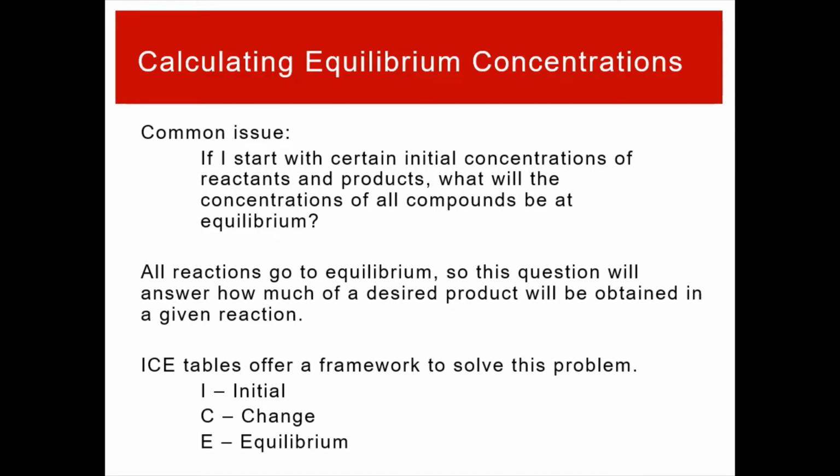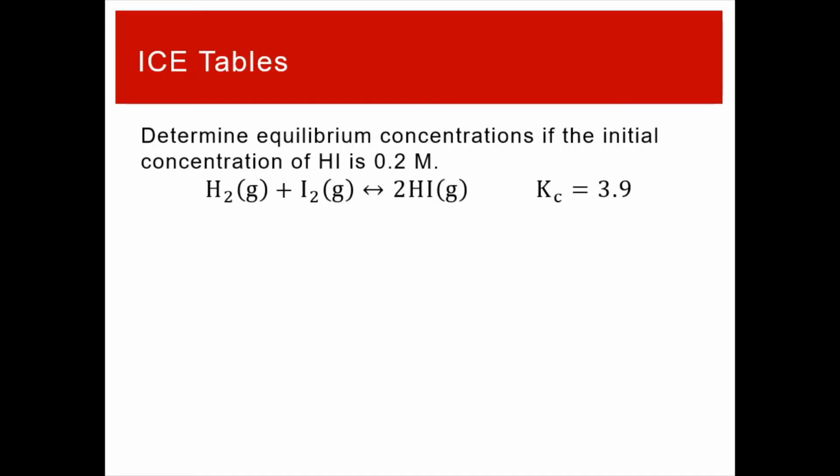And the framework that we use to solve this is called an ICE table. This is really the framework we use to set up the algebra problem to solve. And ICE is an acronym: initial, change, and equilibrium. So we're going to look through how to set up and work through ICE tables. Instead of talking about it, we'll just work an example to see how this goes. Determine equilibrium concentrations if the initial concentration of HI is 0.2 molar. My reaction is H2 plus I2 becomes 2HI. Kc is equal to 3.9. Let's see how that works.